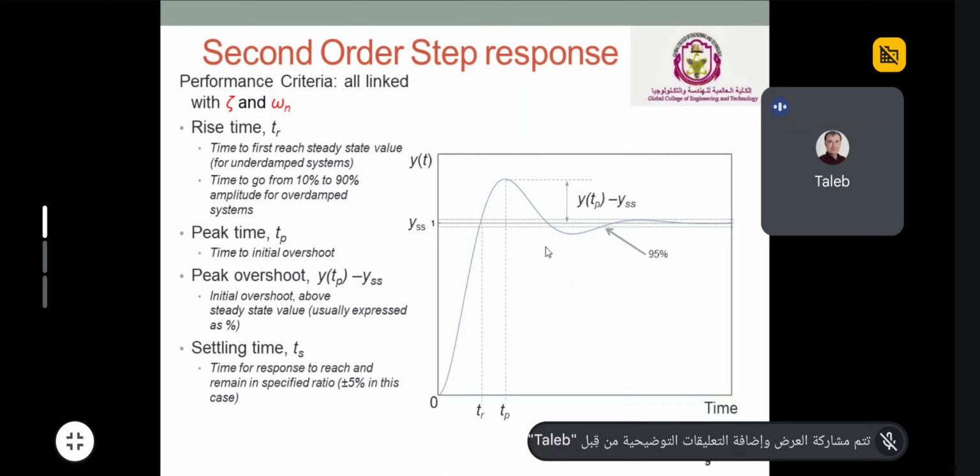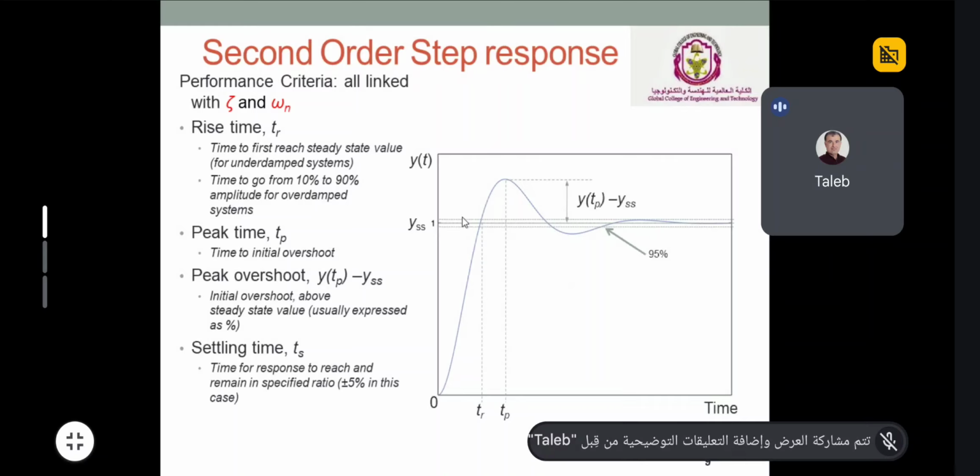Rise time is the time it takes from 10% to 90%. So how much time does it take for the output to rise from 10% to 90% of the final value? That is the definition of rise time, and we have a formula for that. Peak time is a specific time. It's the time at which the output peaks. The maximum value of the output happens at the peak time.